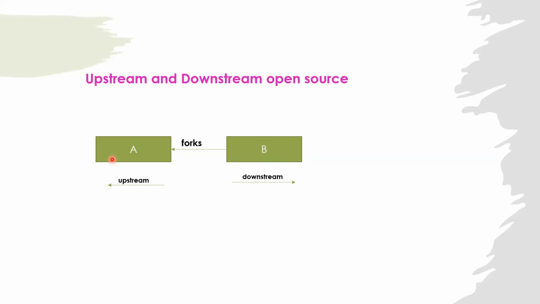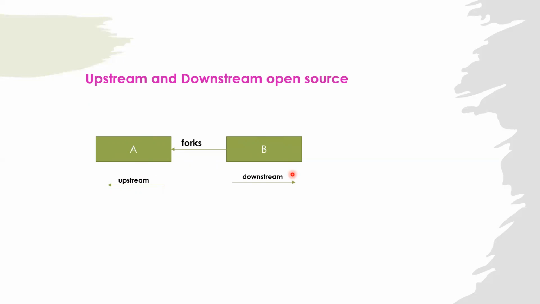So each time we contribute a patch to an open source project, we can say that we have sent a patch to upstream. Each time we are modifying the code and pushing into A, it's always upstream. You are sending data to A from B, right? It's upstream. And if you are getting data or files from A, it is downstream.